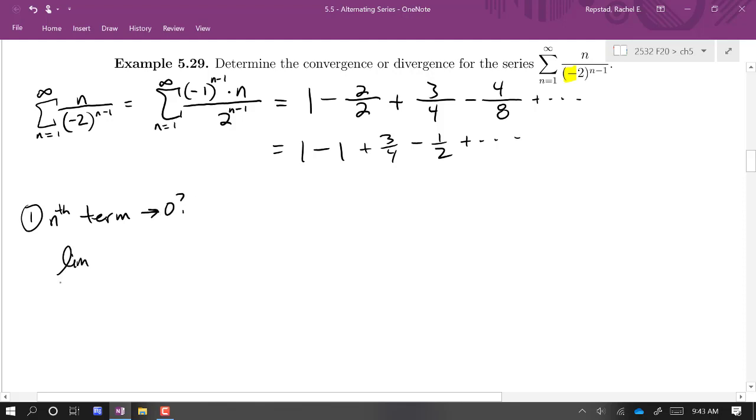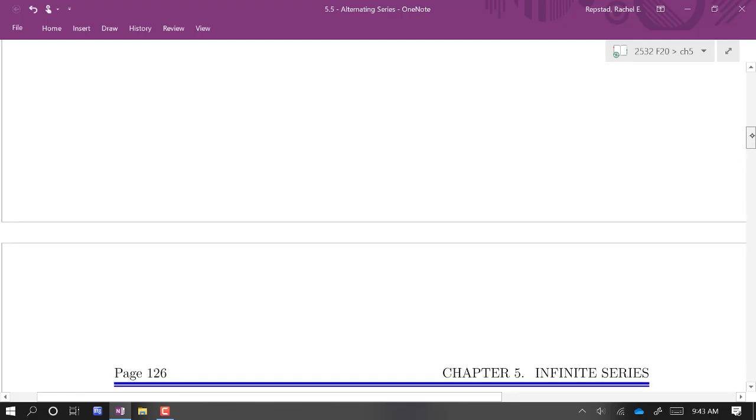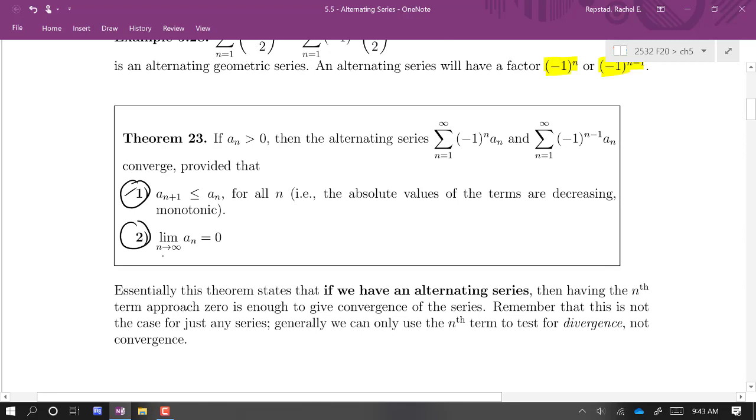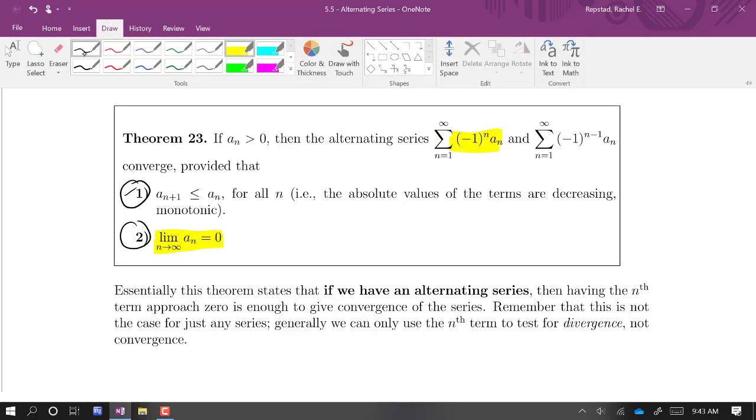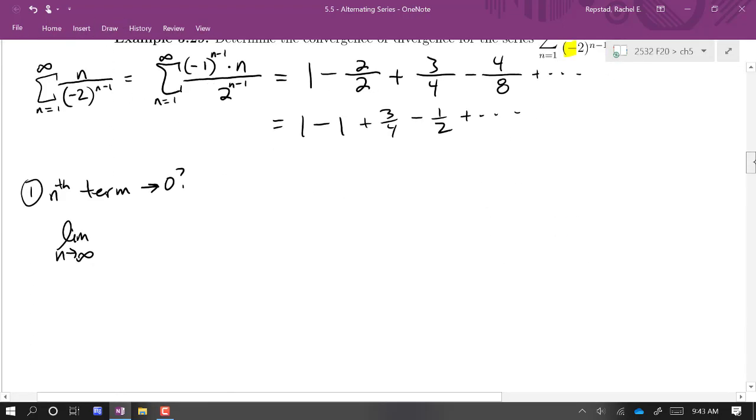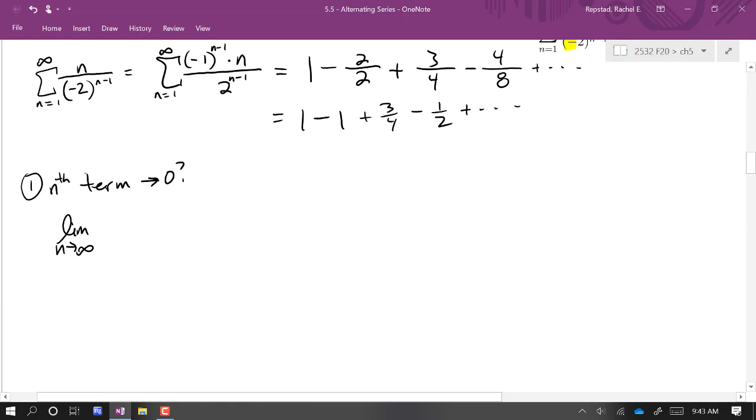So let's evaluate this limit as n approaches infinity. And again, I'm going to scroll back up just for a moment. Notice the way it's written here, the nth term, or the limit as n approaches infinity of a sub n, is after we've peeled off the factor of (-1)^n. So I can ignore the alternating part here. Meaning that when I set up this limit, I just need to look at the limit as n approaches infinity of n over 2^(n-1). Just that part there.